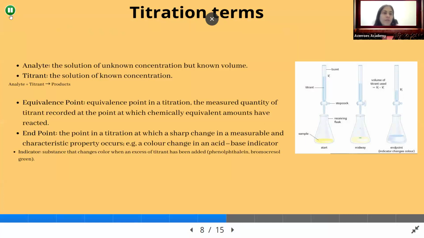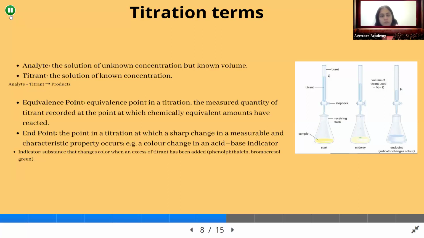Let's review some important titration terms. One being the analyte. This is the solution of unknown concentration but known volume. The titrant is the solution of known concentration. So your analyte plus your titrant gives you your products. Your equivalence point: the equivalence point in the titration is the measured quantity of titrant recorded at the point at which chemically equivalent amounts have reacted.